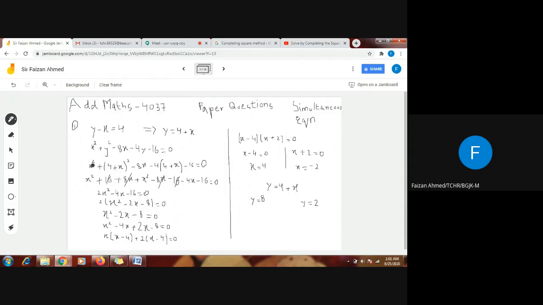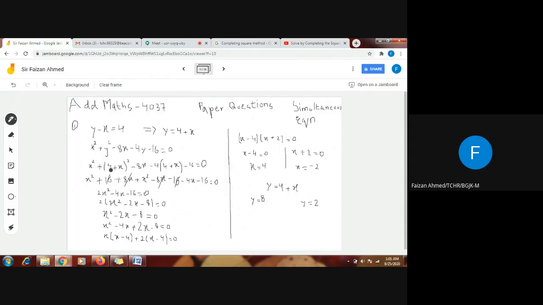In place of y, x square will be as it is plus sign. In place of y, 4 plus x whole square, minus 8x, minus 4, and then again y. So I will put the value of y, that is 4 plus x in bracket, and then minus 16 equals to 0. This is identity number 1, a plus b whole square. So I will apply the identity in order to expand this bracket.